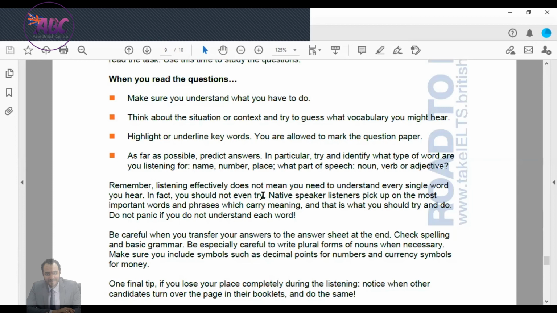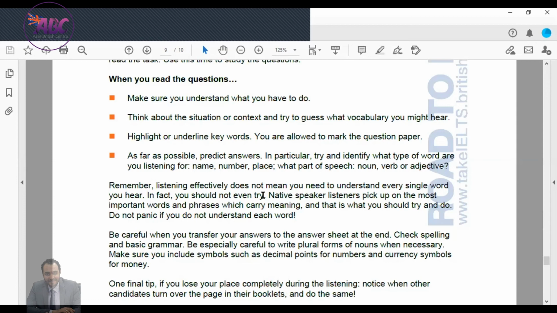One more time. When doing the listening test, try not to know every single answer, because you will not. Because you're listening to a native speaker, and he picks up the most important words and phrases which carry meaning. And that's why you should pay attention to the context, not every single word.